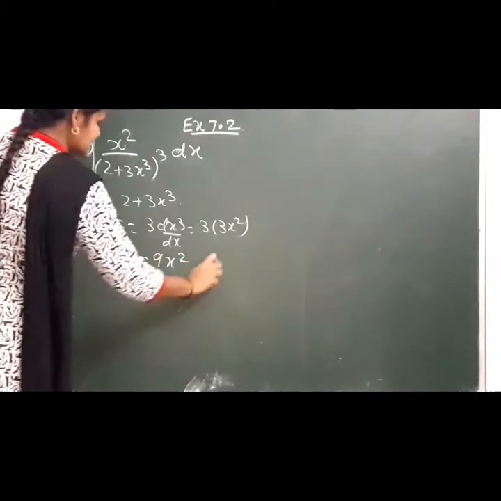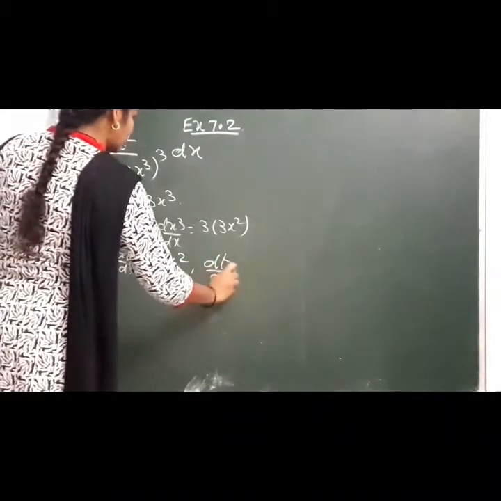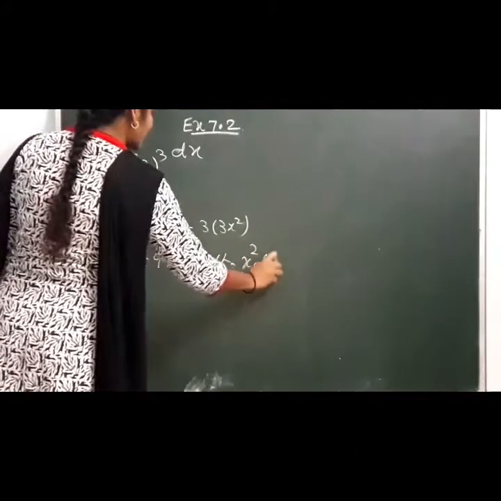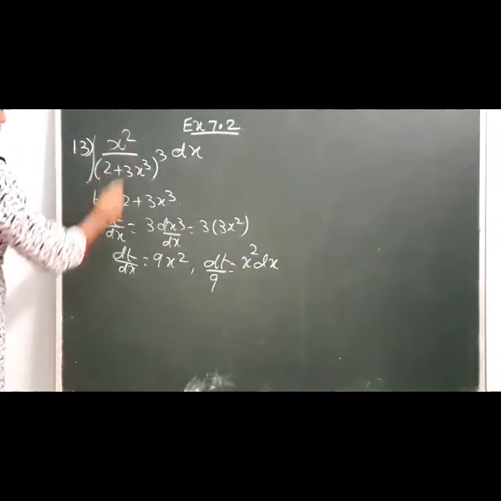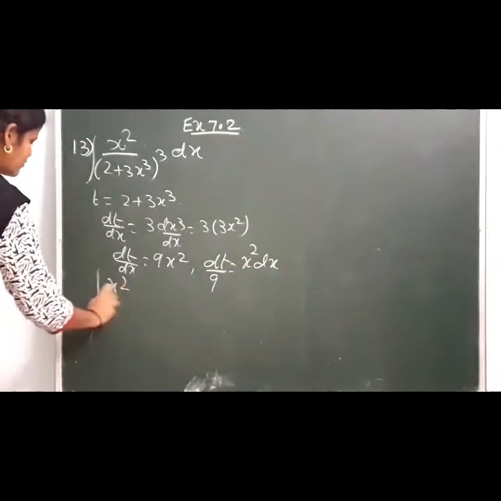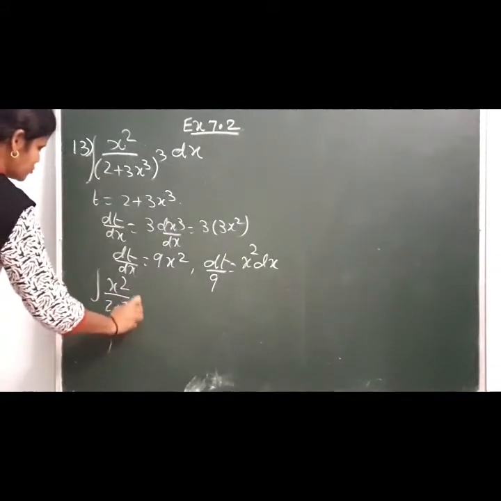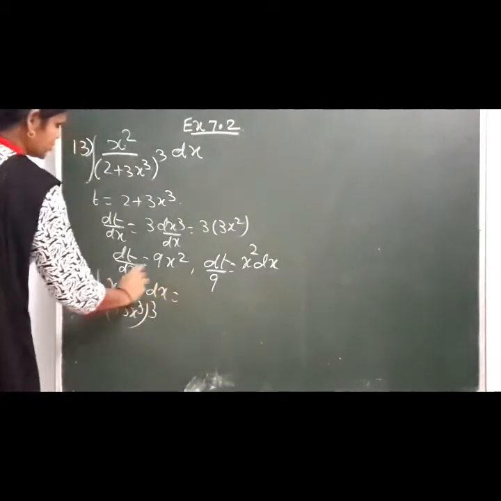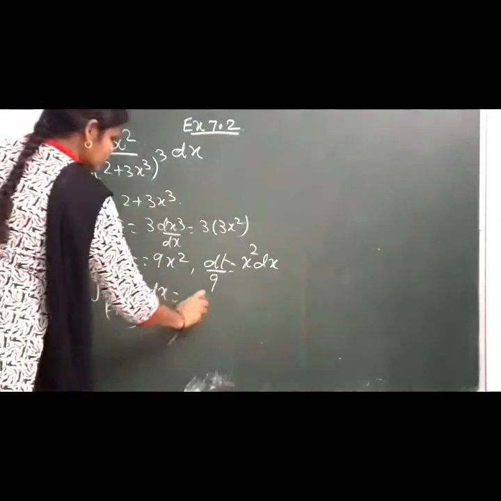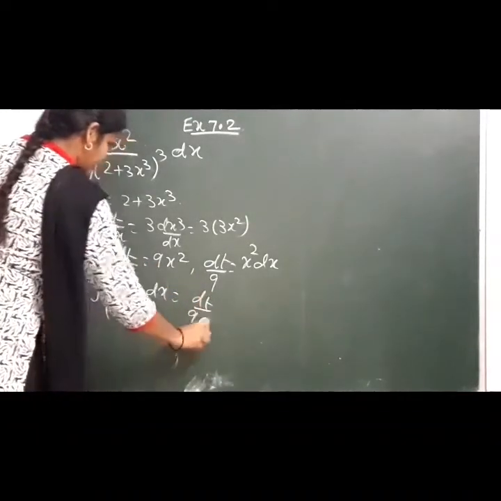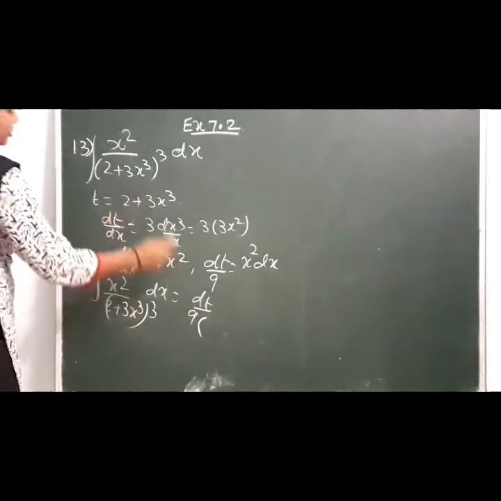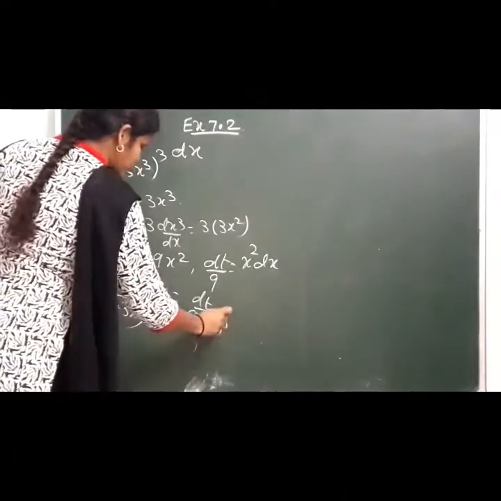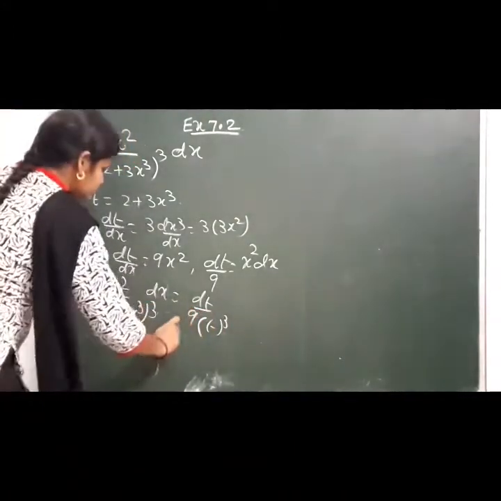So this implies dt by 9 is equal to x square dx. So the function can be transformed: x square upon (2 plus 3x cube) whole cube dx. In place of x square dx we can put dt upon 9, and 2 plus 3x cube we can put as t. So we can integrate this one.